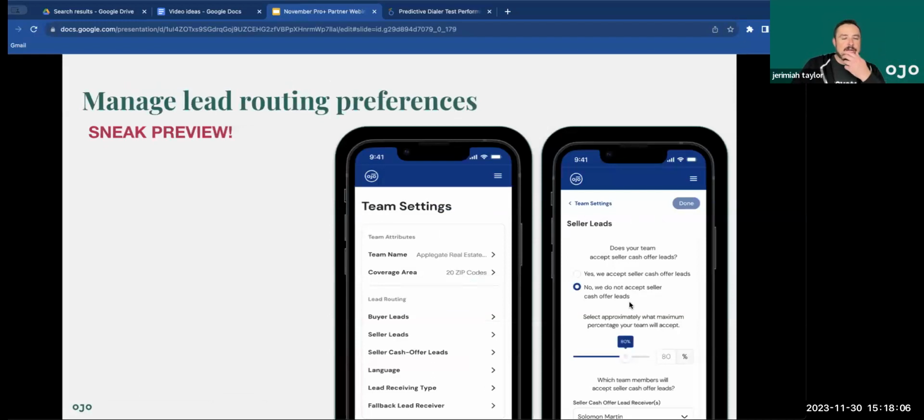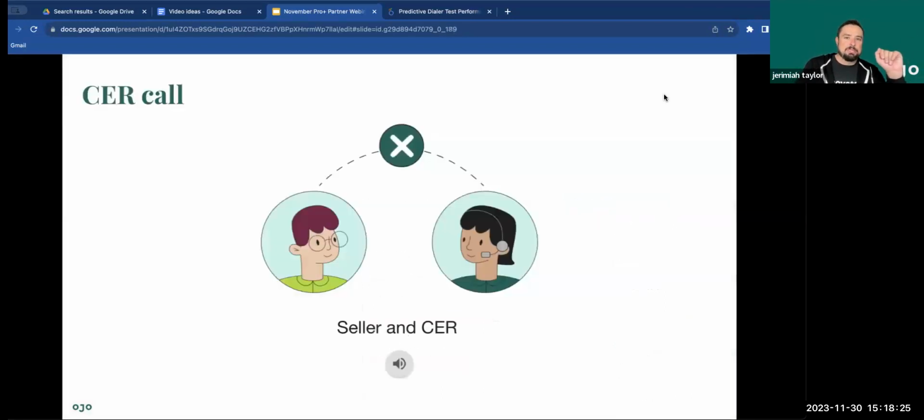Now, coming soon for the team leaders, this got delayed a little bit. We originally had this slated for mid-November. It's now probably going to be another week or two out. They'll be able to route these leads to certain people on the team and pick the mix of these leads. So we'll train you more on that. Your success managers will have more info on that. But that lead routing is coming soon. And so here, I'm going to play a call for you of one of these cash offer seller calls so that you hear what the consumer is going through before they get to you.